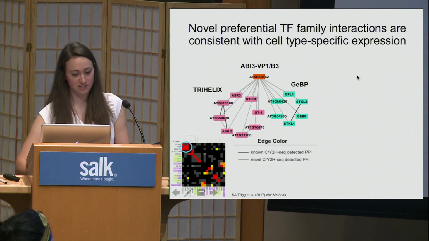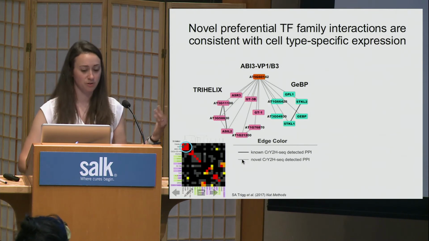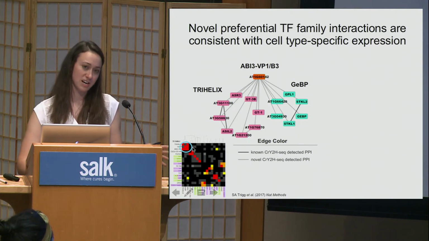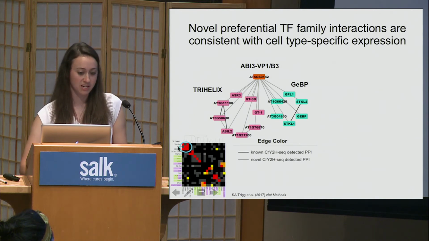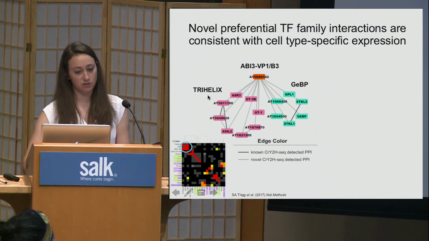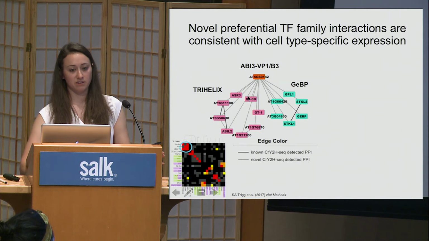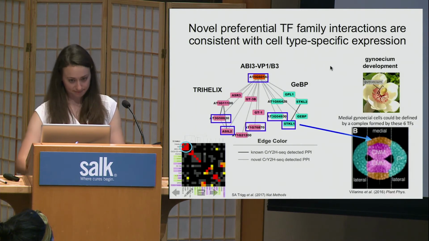Something interesting that I saw, looking at unknown transcription factor interactions that are not previously known, like this big red square here, which is the trihelix, ABI3/VP1, and the GEBP families. Again, these gray lines represent novel interactions, and the black lines are known interactions. So most of these are novel interactions. And I saw that these family interactions are consistent with cell type specific expression.